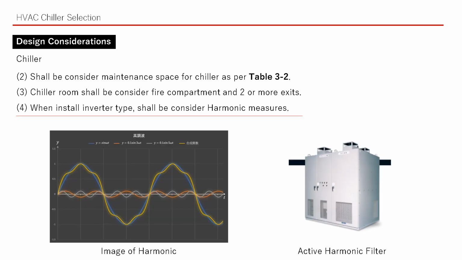4. When installing an inverter type, harmonic measures shall be considered. When receiving power, the power company sometimes requires a harmonics calculation sheet. And some equipment has a specified upper limit of harmonics. Please note that if the installation conditions are not followed, the manufacturer's warranty may not be accepted.